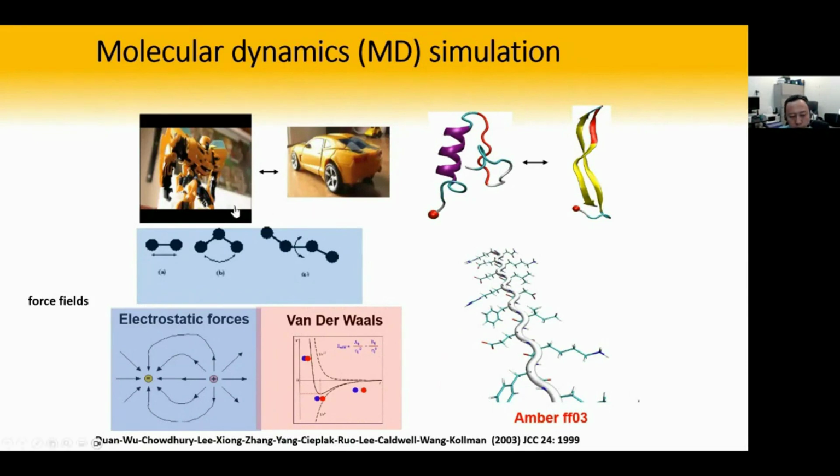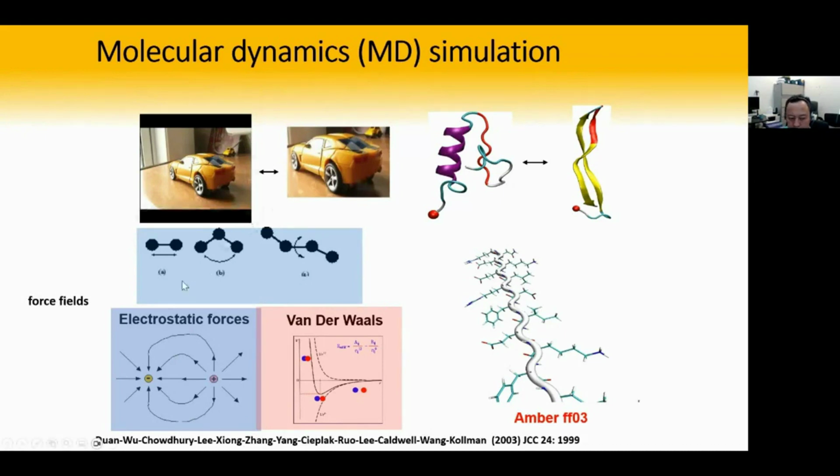Okay, so the physics-based model is based on physics. Like here, the transformer goes from the human shape to the car, basically fitting different functions. The car is good for running, and the human shape is good for fighting. And we know that underlying the shape change is the physical interaction, the force. When you have a force, it generates acceleration, which changes the speed, which moves the position. So then you get the full motion. This idea can transfer to the molecular system.